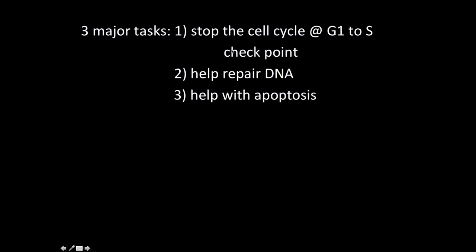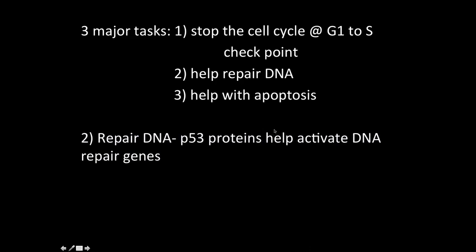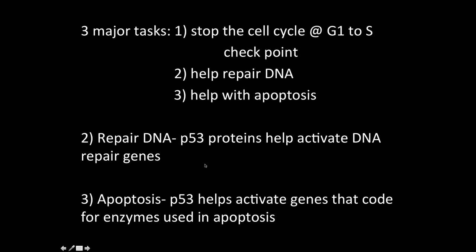So remember the three major tasks again of P53. You have stopping the cell cycle at G1 to S, you have helping repair the DNA, and then you have helping with apoptosis. So just a quick little breeze over of the other two. When it comes to repairing DNA, the P53 proteins are going to help activate the DNA repair genes. So P53 can activate certain genes that are going to help repair the DNA. And for number 3 here, help with apoptosis, P53 can help activate the genes that are going to be enzymes used to kill the cell.